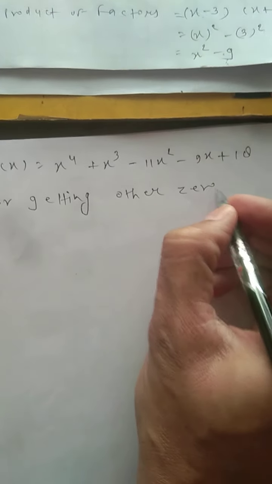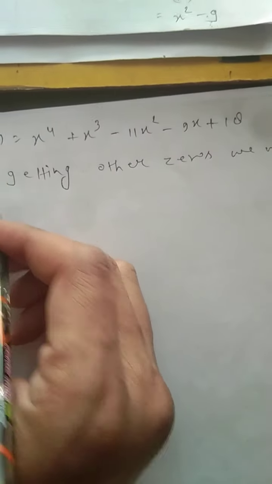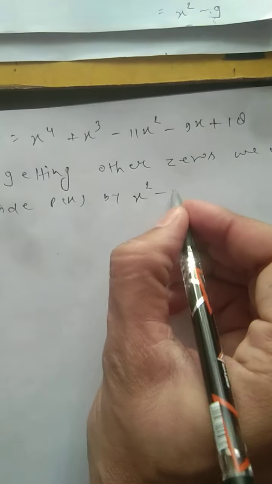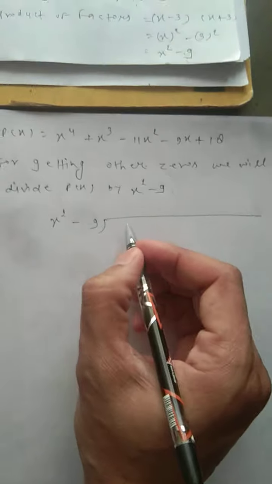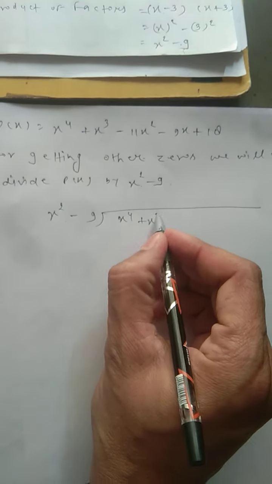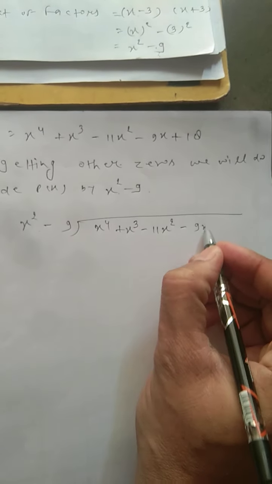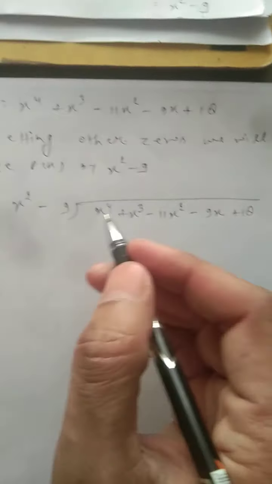For getting the other two zeros, we will divide p(x) by x square minus 9. So we will simply divide x power 4 plus x cube minus 11x square minus 9x plus 18 by x square minus 9. Now we will do the division.